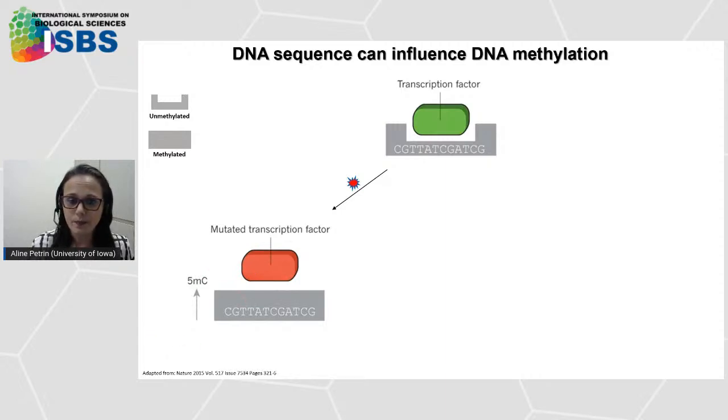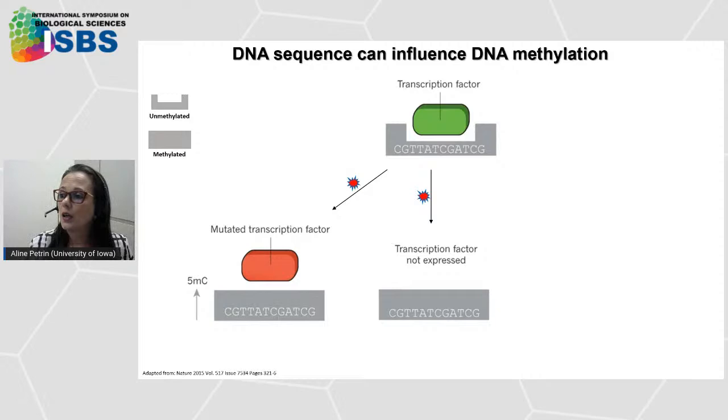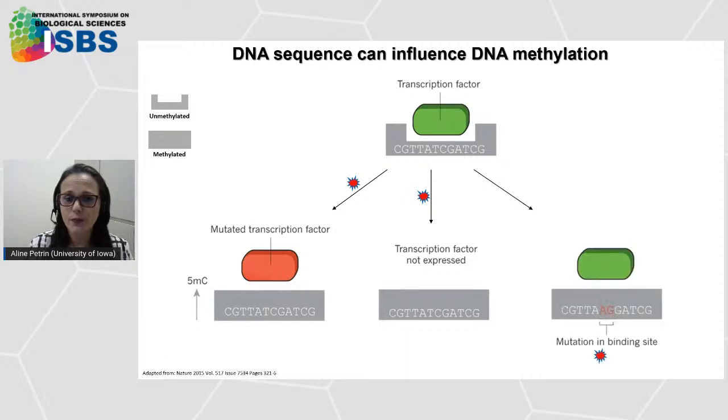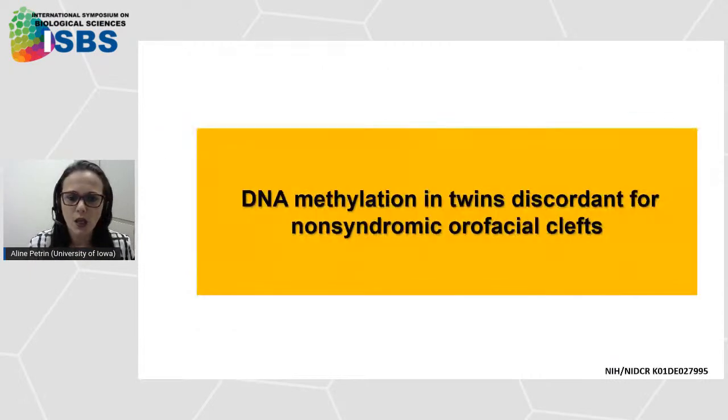If there is a mutation in the transcription factor binding site and it turns methylated, the transcription factor will not bind anymore. Or if there is a mutation in the transcription factor itself and it's not produced anymore, there won't be transcription. Or if the methylation occurs in the binding site, the transcription factor is not compatible with the site any longer, and you won't have transcription.